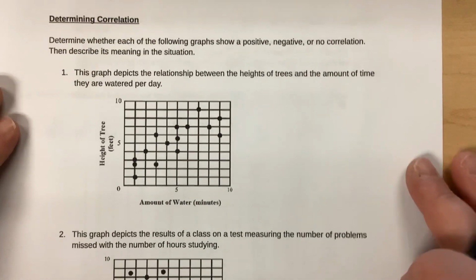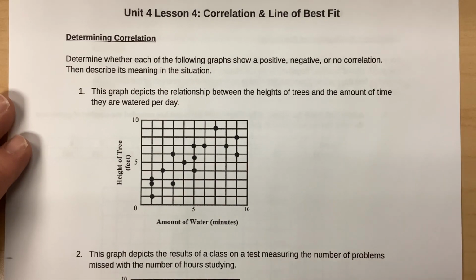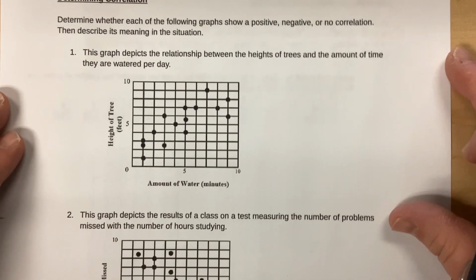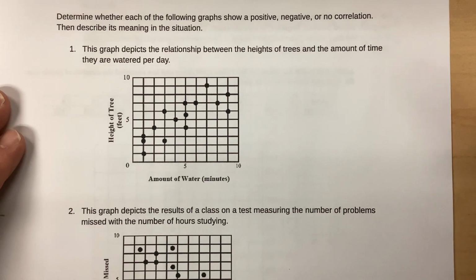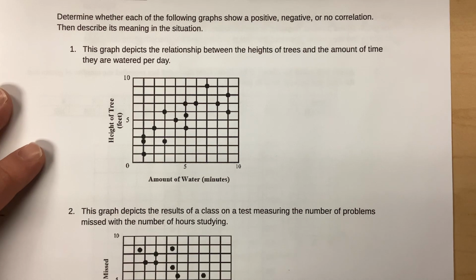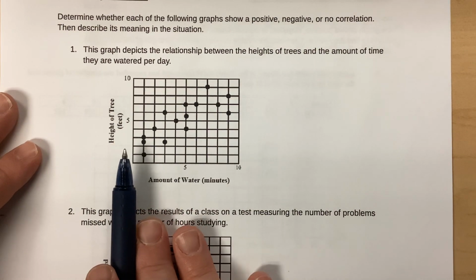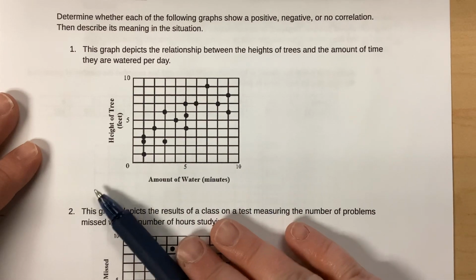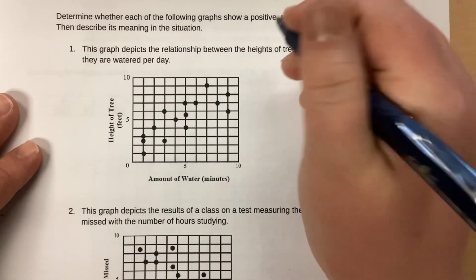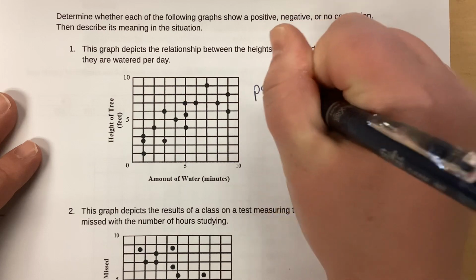All right, so for each of these graphs, what we're going to do is determine whether or not they are a positive, negative, or no correlation, and then describe what it means for the situation we're given. So the first one shows the relationship between the height of trees and the amount of time they are watered per day. Okay, so if you look as we go from left to right on the graph, those dots are generally increasing. So that means this is a positive correlation.